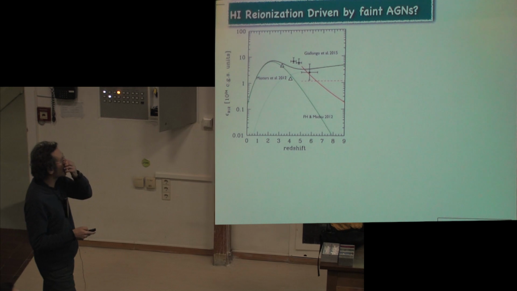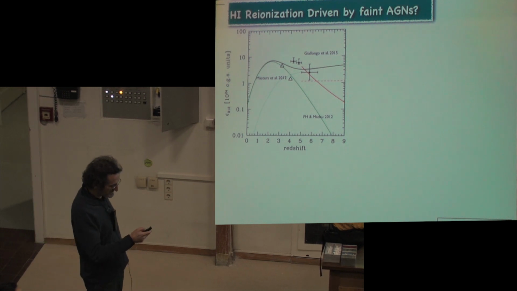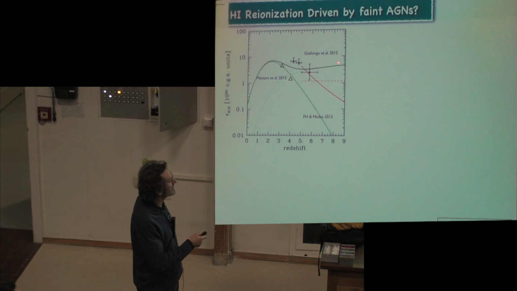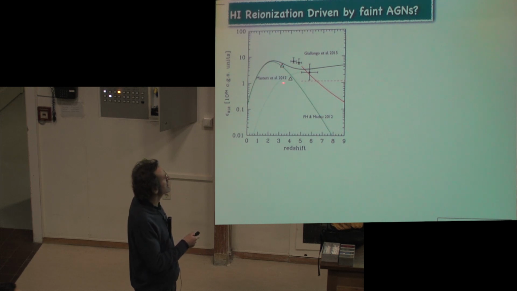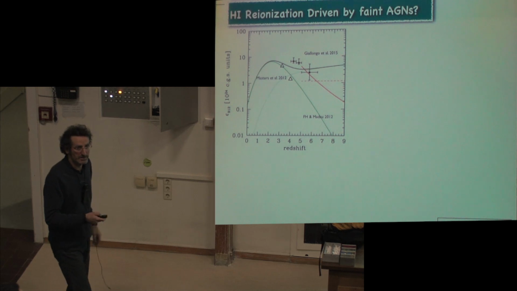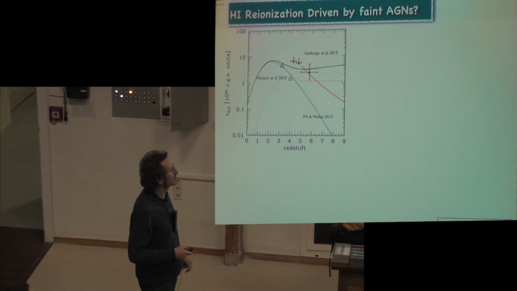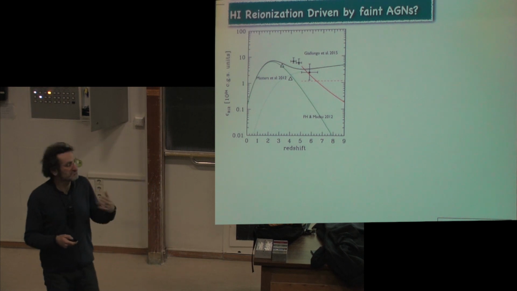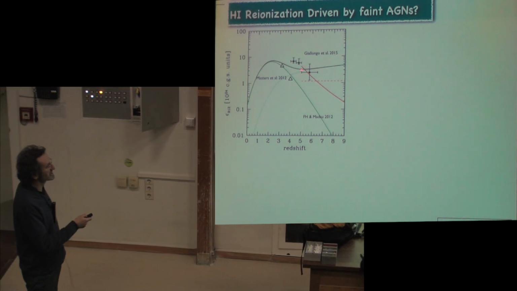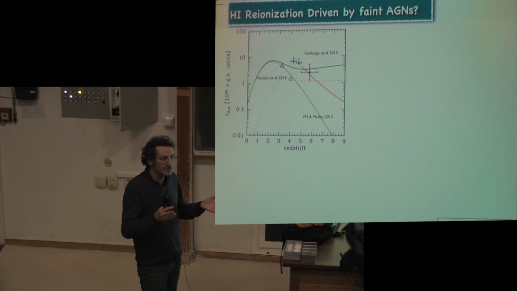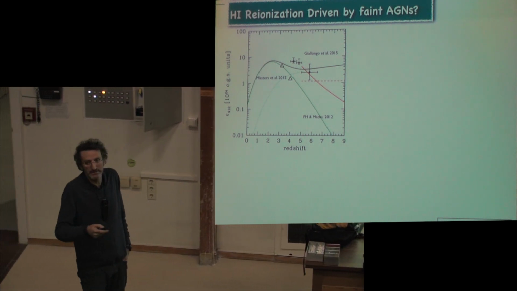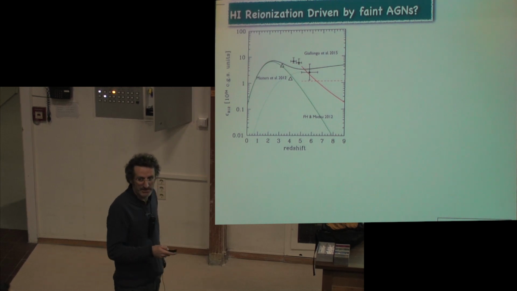Another issue is the faint AGNs. This is the emissivity at one redshift. This is my model, and these are a couple of observations that I used in the past. But now there's a recent claim by Jalom et al. that the emissivity due to AGNs can be much larger, a factor of 4 larger at this redshift. So they claim that AGNs can produce a lot more ionizing photons than what I, and what people in the past, assumed. And this is a possibility.